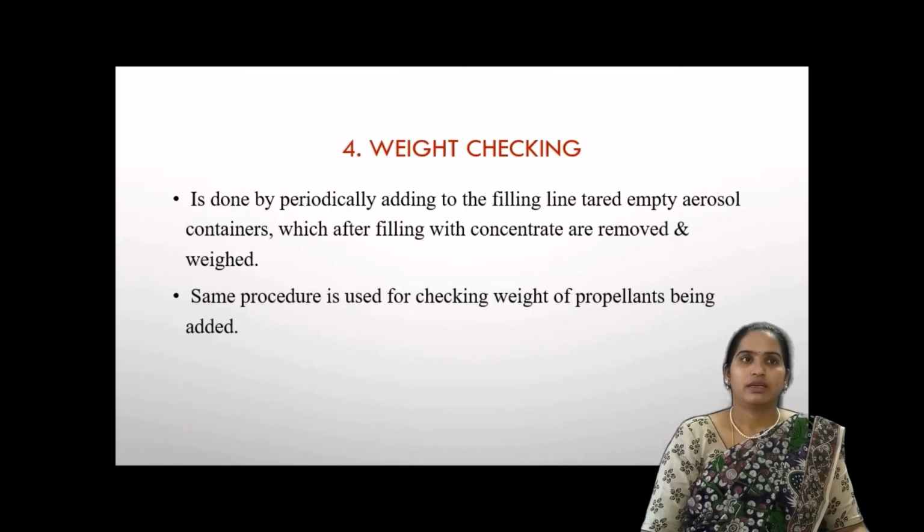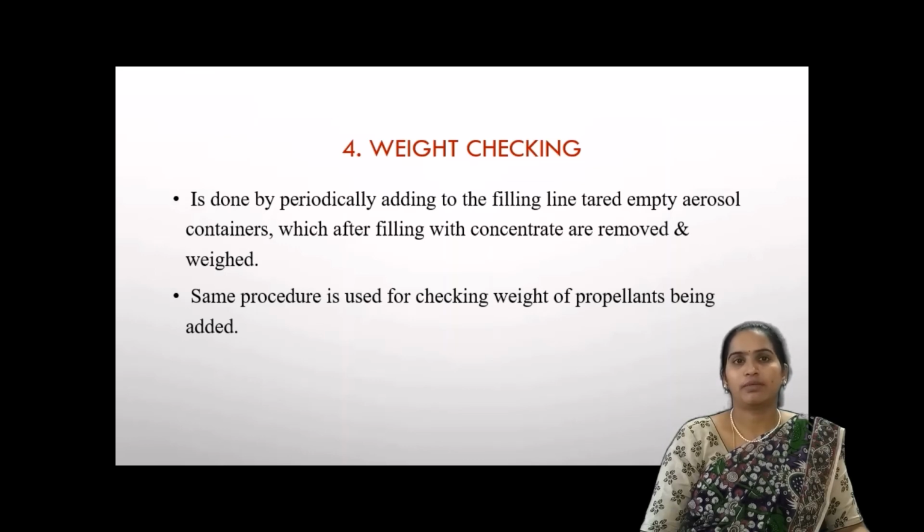Next, weight checking. It is done by periodically adding to the filling line the tare empty aerosol containers, which after filling with the concentrate are removed and weighed. That will give you the net weight of the product concentrate. The same procedure is used for checking the weight of the propellants being added. So in the same way, before filling the propellant, the tare containers are placed in the filling line and then filled with propellants, and they are reweighed. The difference in the initial and final weights gives the net weight of the propellant.